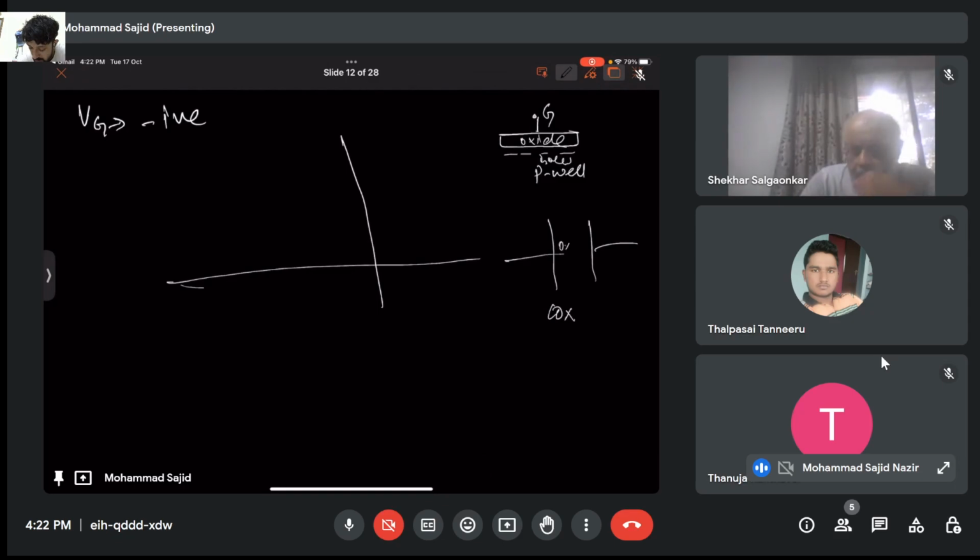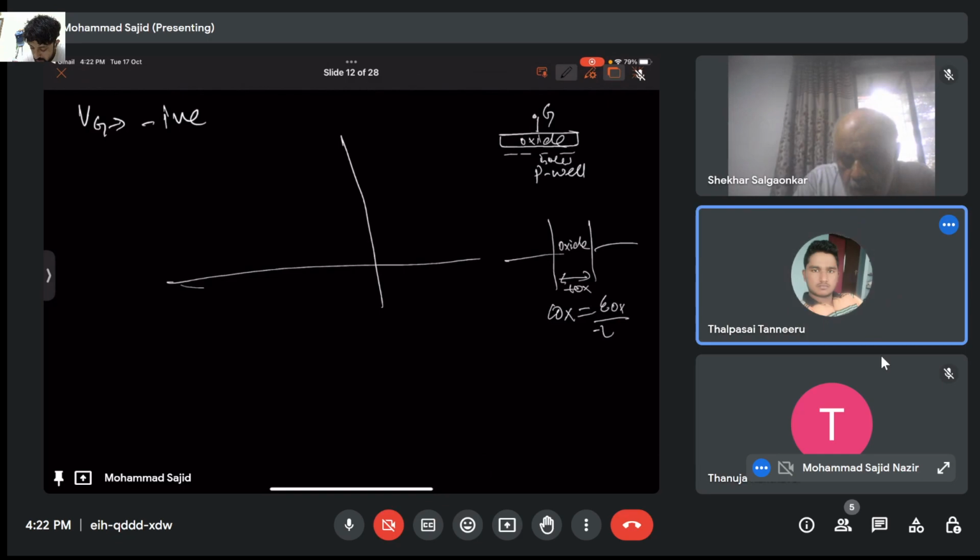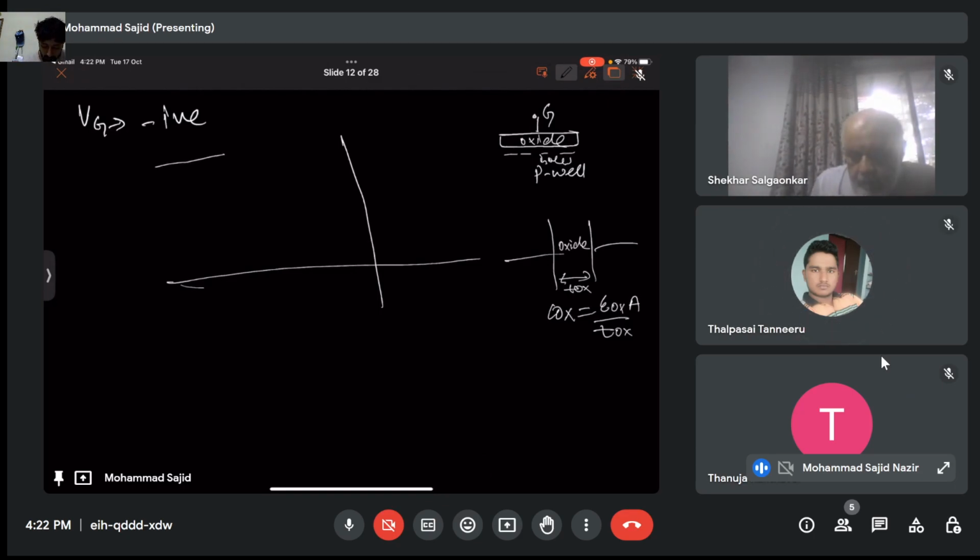If this is the oxide between it, distance is T ox, multiplied by area, right? So this is the capacitance. Same thing happens here. You have the C ox dash. That is a capacitor. We usually draw it in capacitance per unit area. But this is only till this has majority holes.